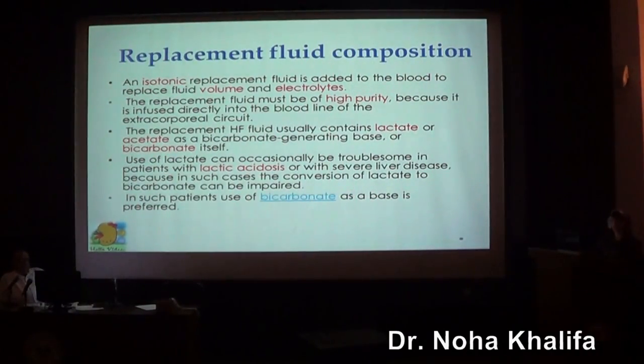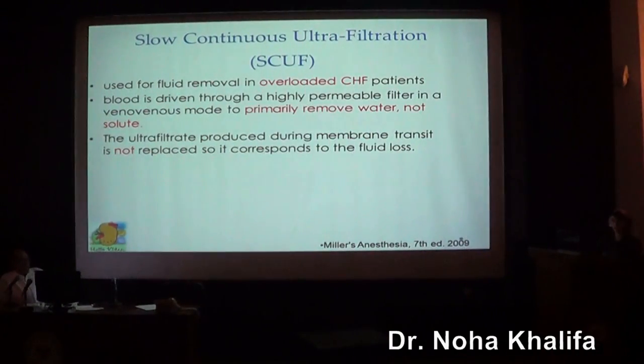What do we replace with? The fluid has to be, of course, isotonic, and it contains the volume and the electrolytes. It has to be of high purity because you're infusing something directly into the patient's blood. You can use lactate or acetate, which are eventually going to be converted into bicarbonate. But of course, in patients with liver disease, they can't convert the lactate to bicarbonate, so they might develop lactic acidosis. In this case, it's contraindicated to use anything other than bicarb, which is a must.